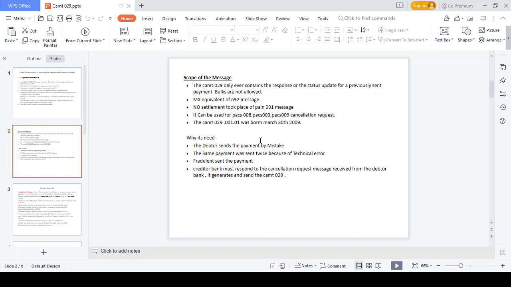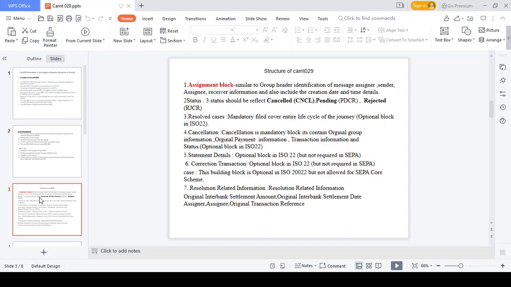Any fraudulent payment, where the beneficiary is not an authorized beneficiary, AML is not satisfied, or any terrorist organization or other fraudulent payment was sent, at that time camt.029 should be initiated. Camt.029 should always be initiated from the creditor bank to the debtor bank. Remember that.